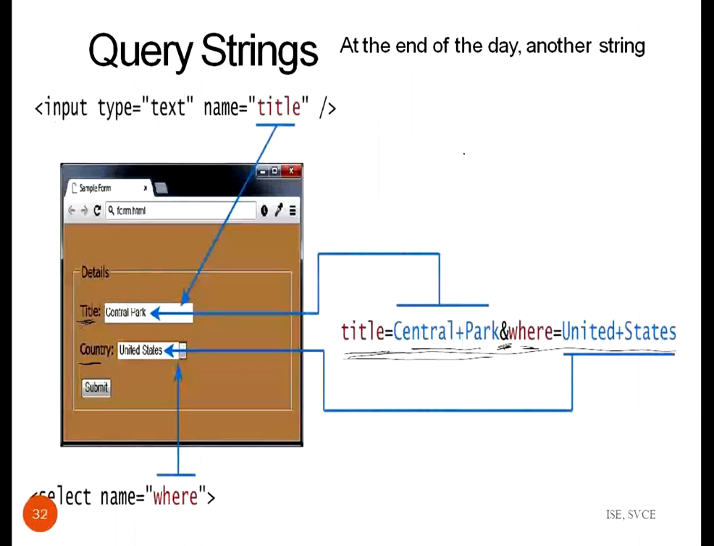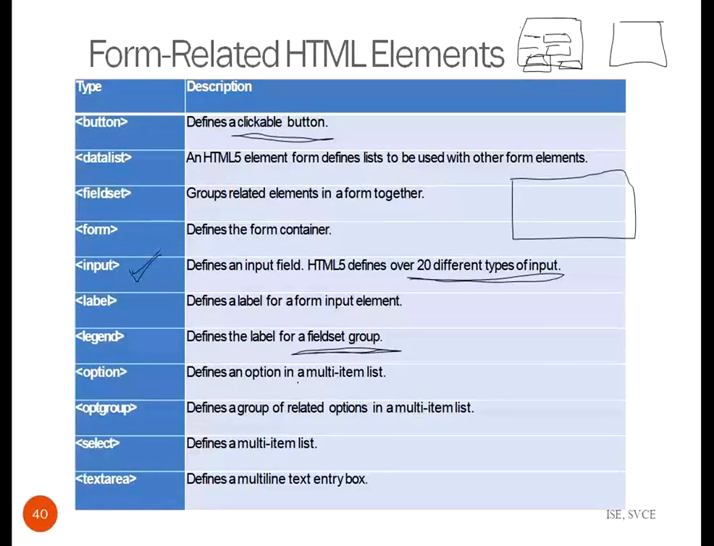Next. So next we have option, that indicates an option in a multi-item list. Okay, so we'll be discussing how to represent this option either using checkbox or select method. So we have different methods of specifying the options, and we'll discuss those option methods in detail. Okay, so optgroup defines a group of related options in a multi-item list. This is just for grouping the items.